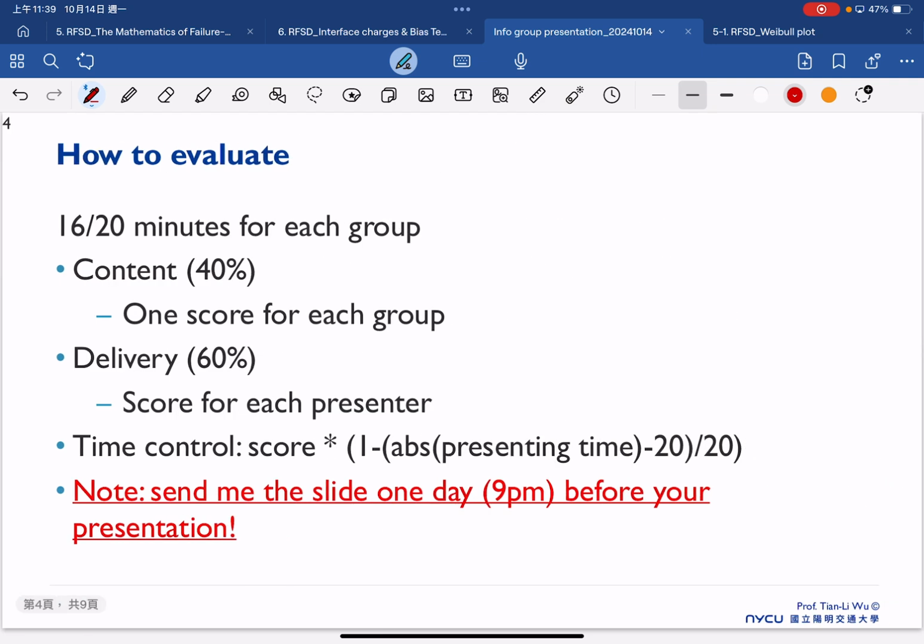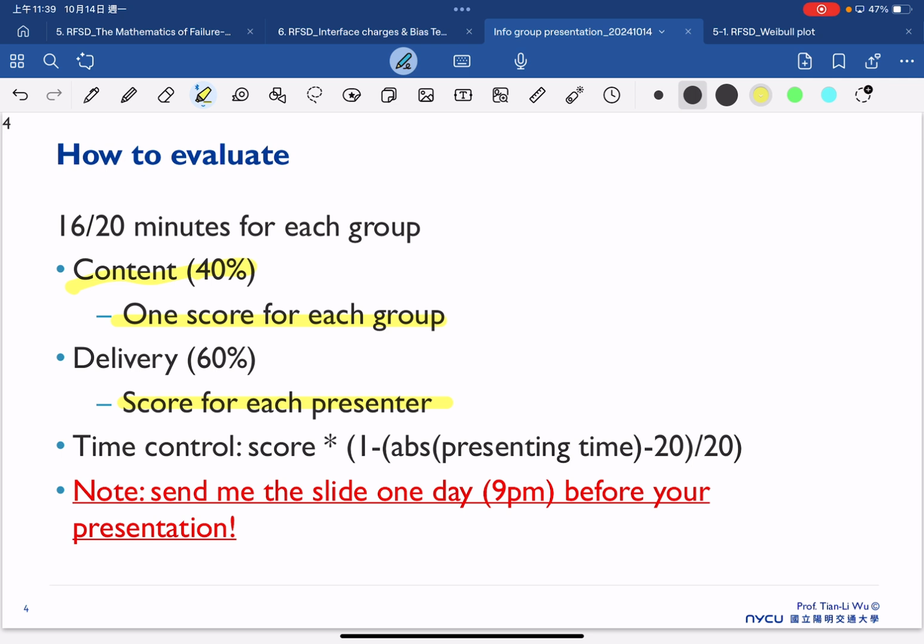And here is the evaluation. So the contents, for sure, the content is made by a group. So I still give the content 1 score for each group. But there's another part for delivery. So delivery is determined by each presenter.